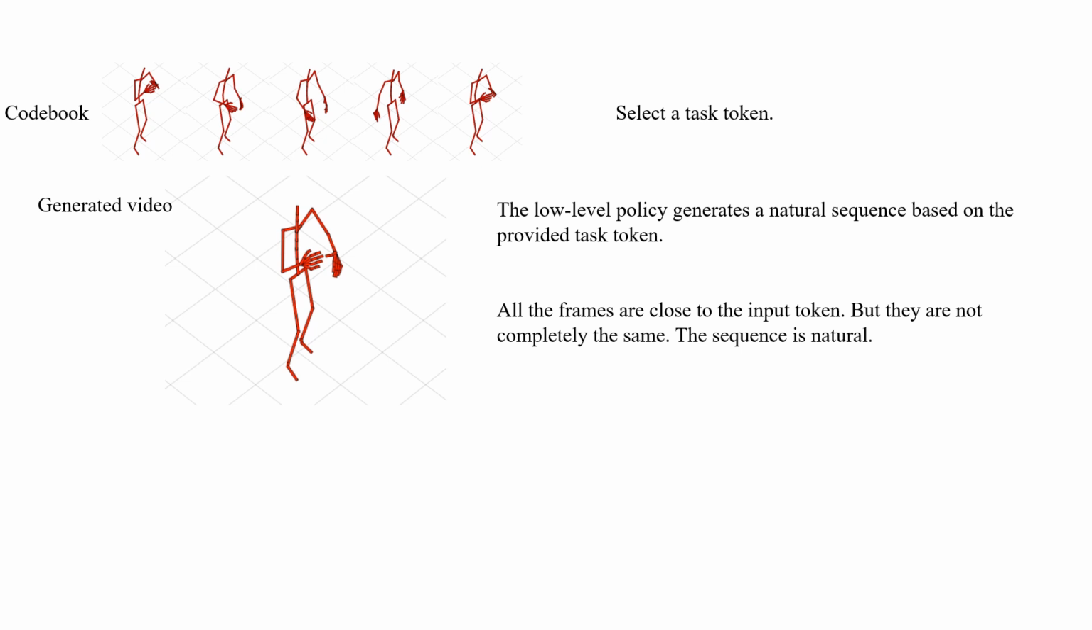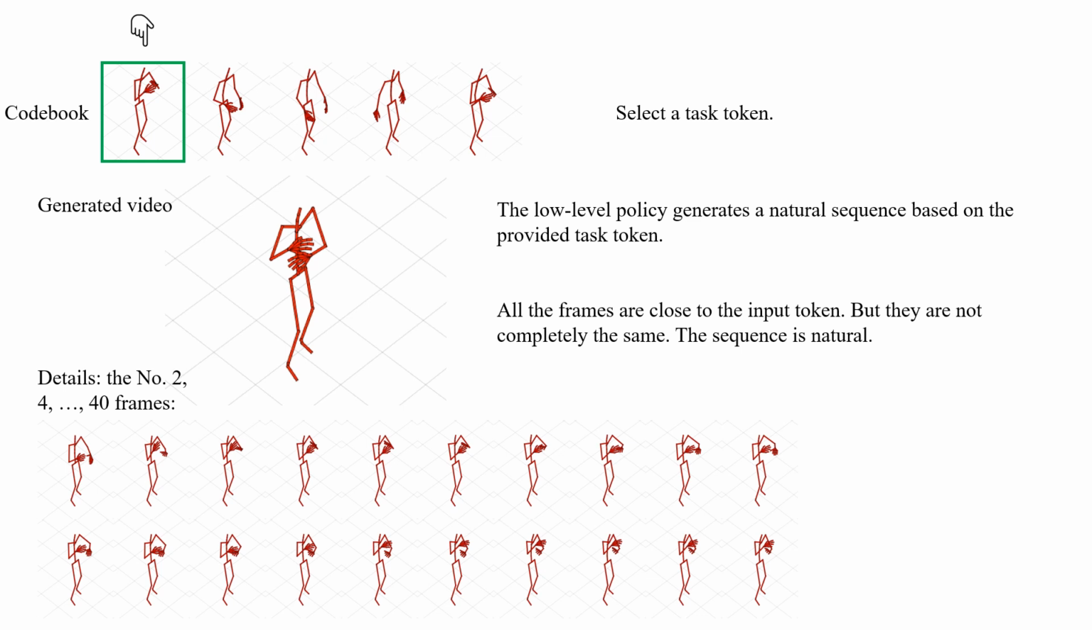The first line shows an example codebook on the Trinity dataset. We select the first token and generate a 3-second sequence, which is like this. We also show the detailed frames in the sequence. We can see that the low-level policy generates a natural sequence based on the provided task token. All the frames are close to the input token, but they are not completely the same. The whole sequence looks natural.